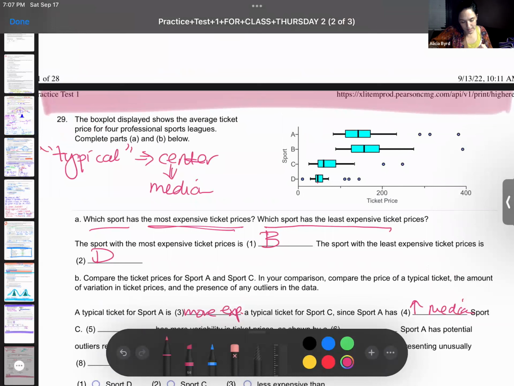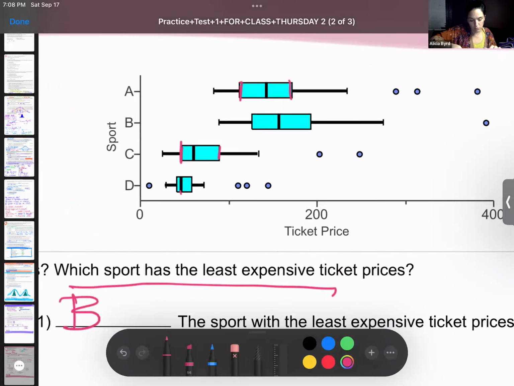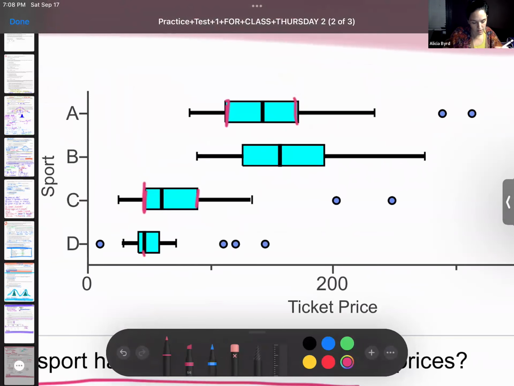So if we look at C, our measure of variability is going to be, I cannot spell variability, just kidding, we're going to use our interquartile range. That's our measure of variability when something is skewed. And so we're going to use that interquartile range. So that's going to be our box, right? So looking at it, which one has a larger box? It looks like A to me. But again, we can kind of zoom in. We can even use our ruler if we need to.